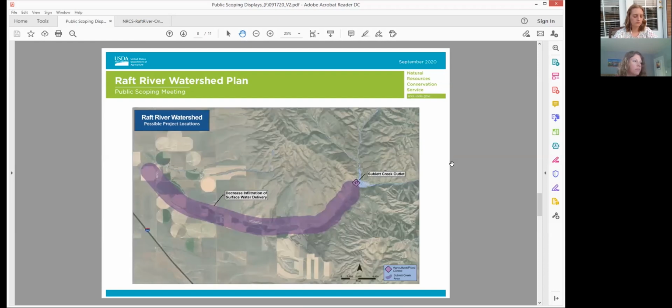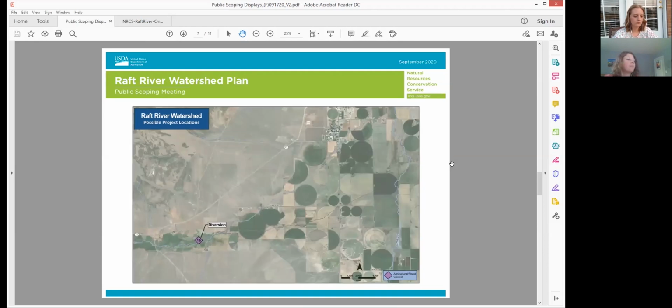The next maps are a little bit different scale so that you can see the possible project locations and have a little bit better reference. Oh, we missed a slide. If you go one back. Did we? Sorry. Yeah, that's okay. Oh, there we go.